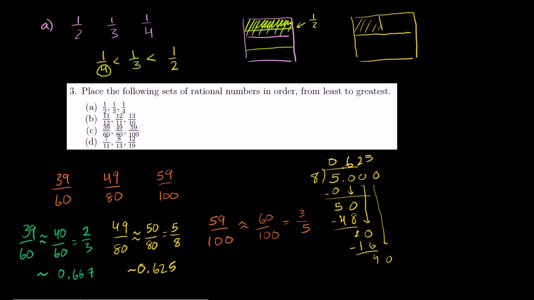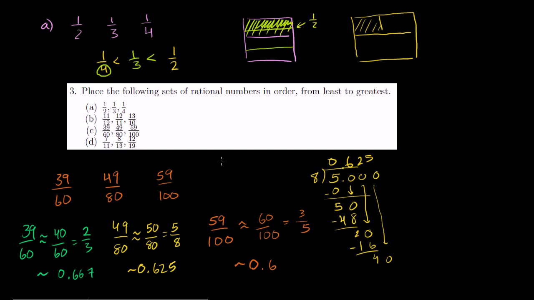And 3/5 is pretty straightforward. 3/5 is the same thing as 6/10, which is approximately equal to 0.6. So this is a little bit less than 0.6. This is a little bit less than 0.625. This is a little bit less than 0.667. So if you put them in order, this is the smallest, then this one, then that one.